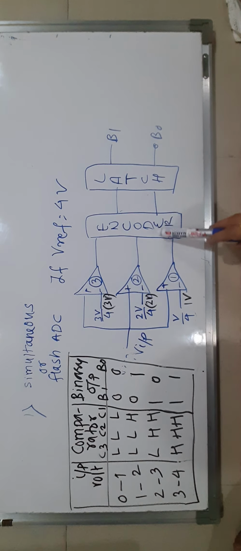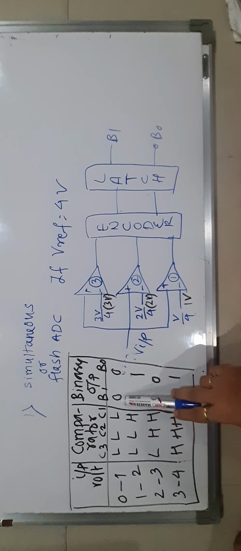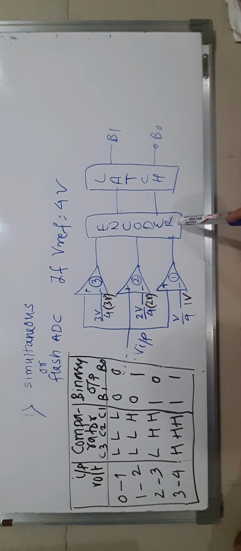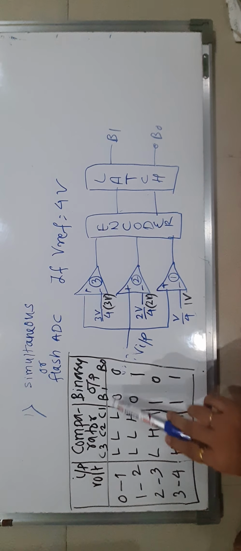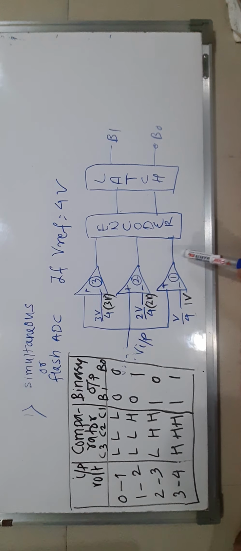So the encoder converts this output into binary form. So its binary conversion will be 0. We will see the encoder circuit in the next chapter. So the encoder circuit converts the output of the comparators into binary form.